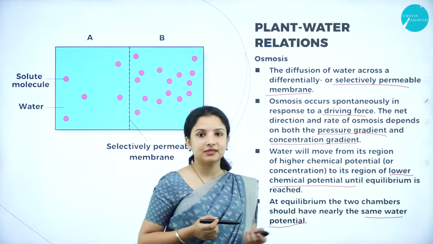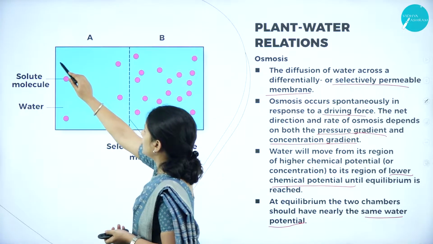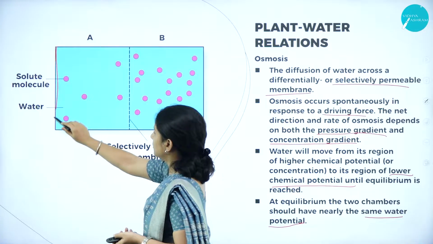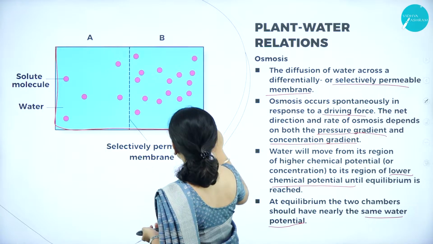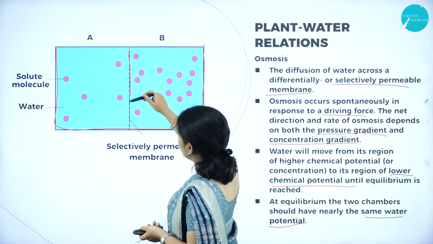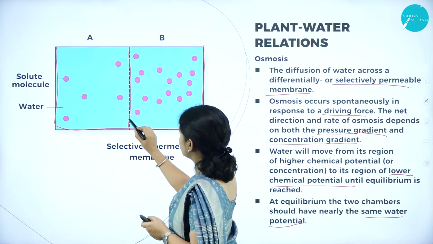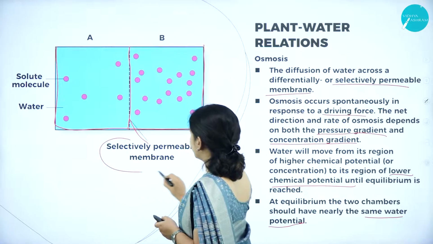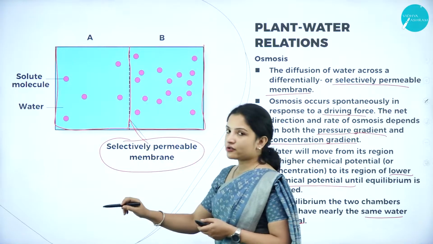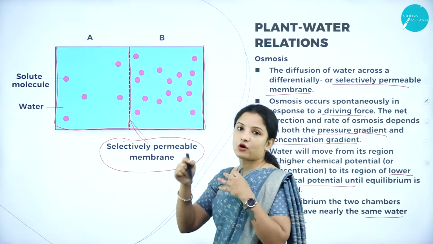As you can see in this diagram, say for example, we have taken a big vessel or a big beaker, and in between we have put a membrane that is selectively permeable. This one that we see is the selectively permeable membrane. Now we need to see how many water molecules will move towards this side and what happens.